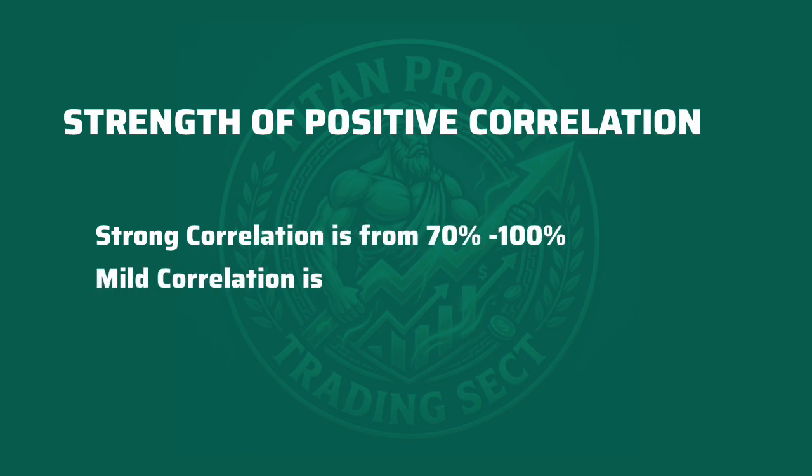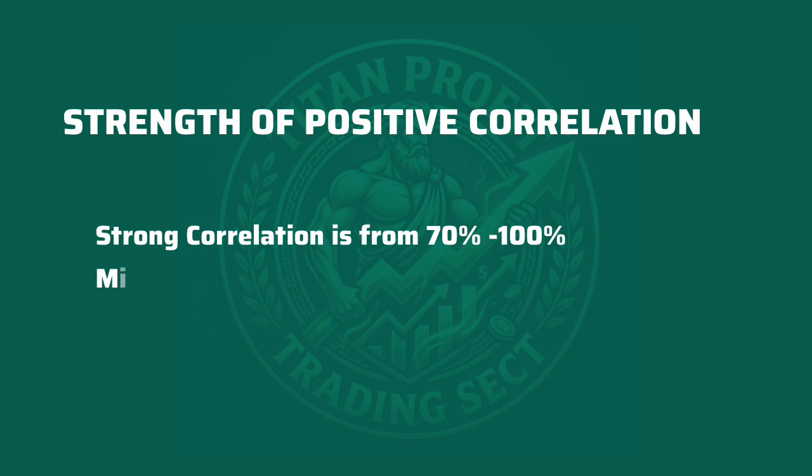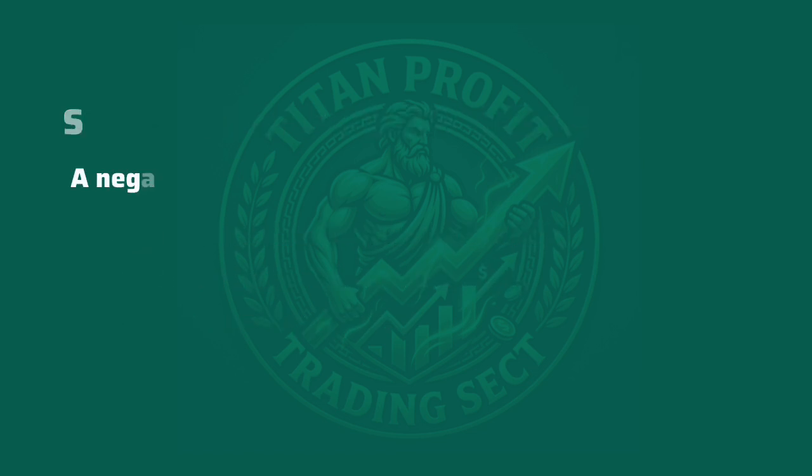Now let's look at the strength of correlation. A correlation is said to be strong when it is from 70% to 100%. It is said to be mild when it is from 40 to 69%, and it is weak when it is from 1% to 39%. I will show you how we use these things.